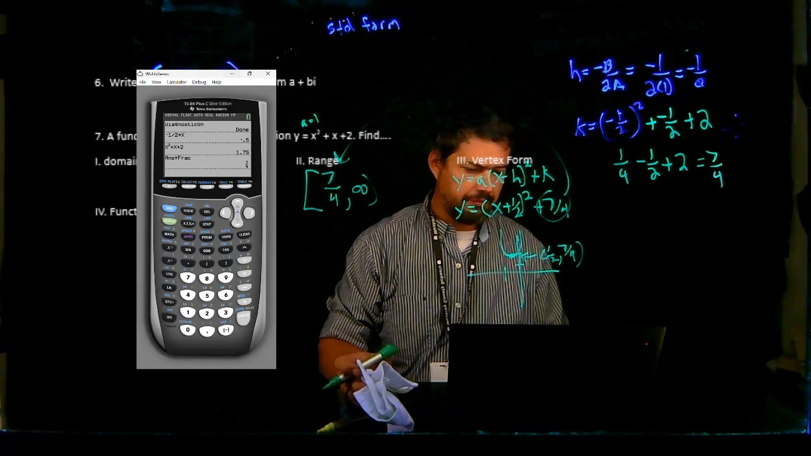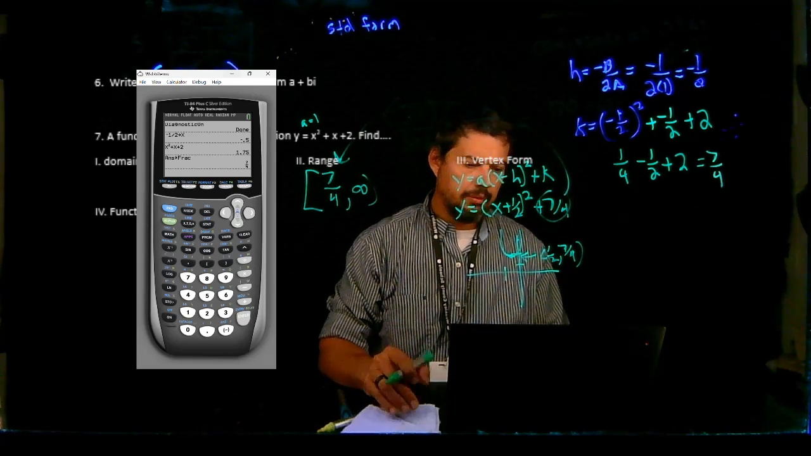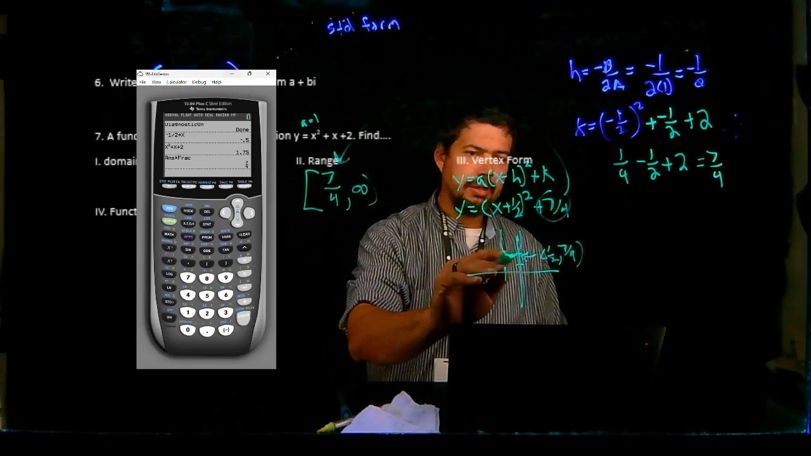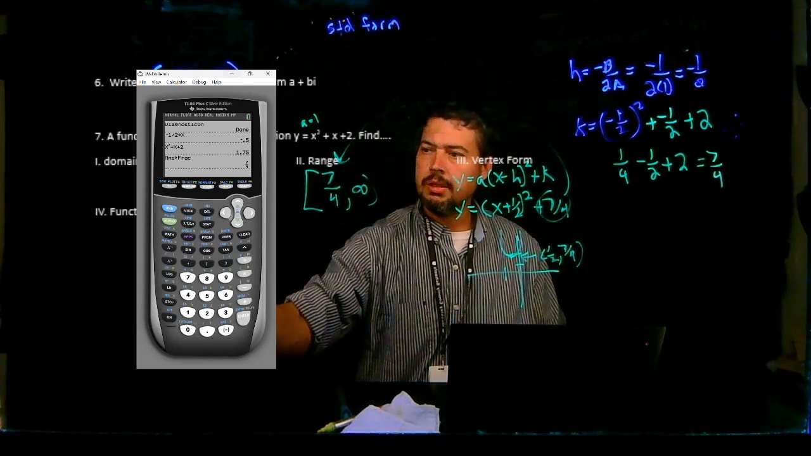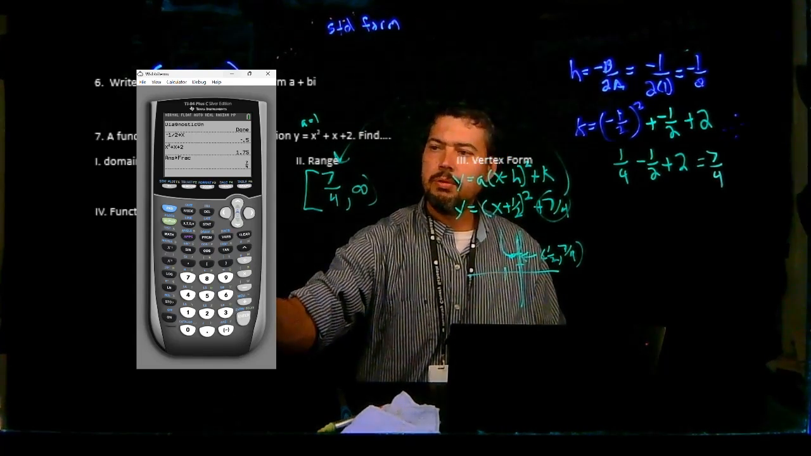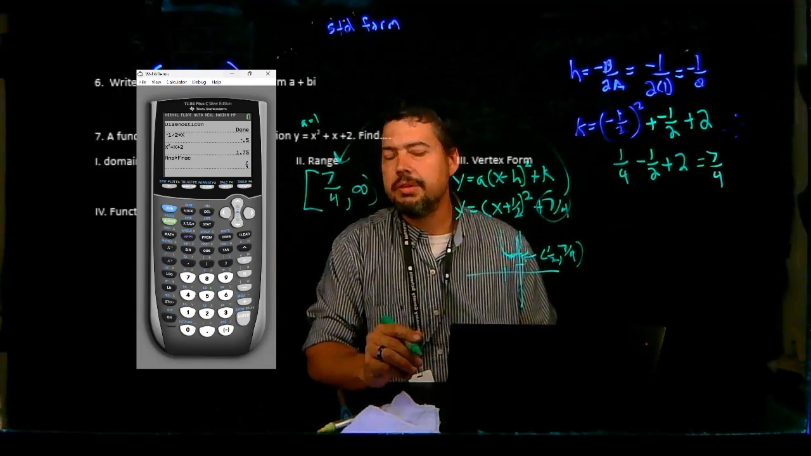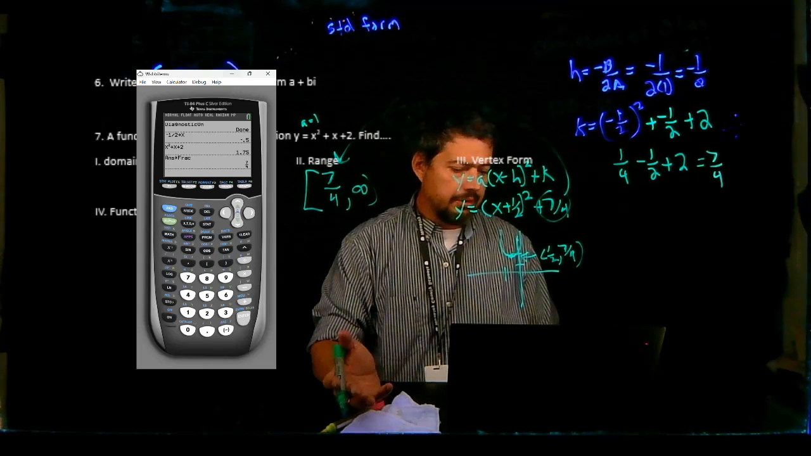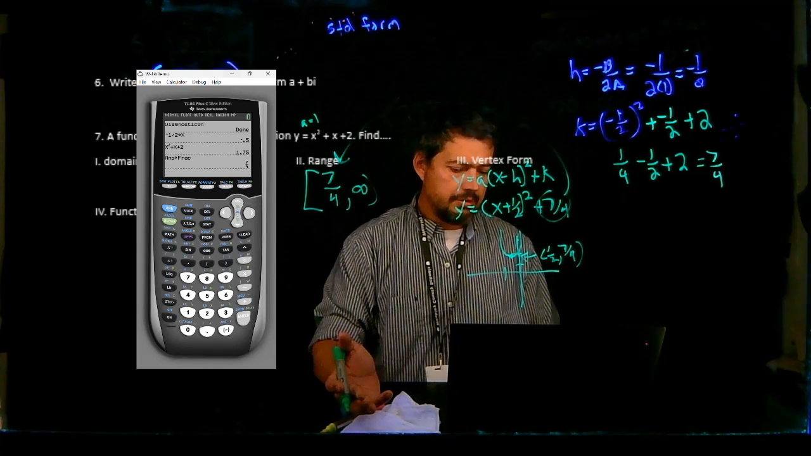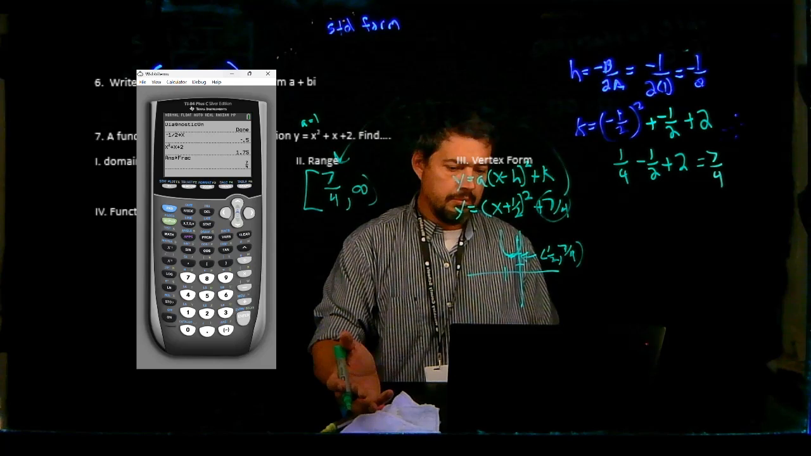Step 4 was the function's minimum. Well, that is that part of the parabola right here where y is, sorry, not 1/4, 7/4. It is literally y equals 7/4. It is the y value of the vertex. All right. Now, could you use a calculator to help you with this? To some degree, you could. You really could.